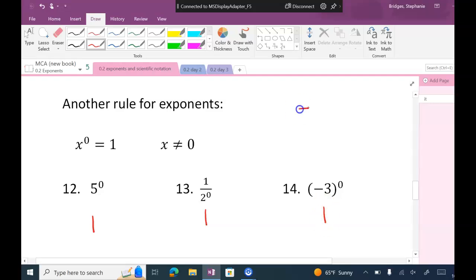Let me ask you this. What if I wrote it like this? If I wrote it without the parenthesis, what would that one be? That would be a negative 1, yeah, because the negative does not go with it. So be careful with those. But on 14, because the exponent is outside of the parentheses and the negative is inside, the whole thing is raised to the 0 power, which makes it 1. We good?